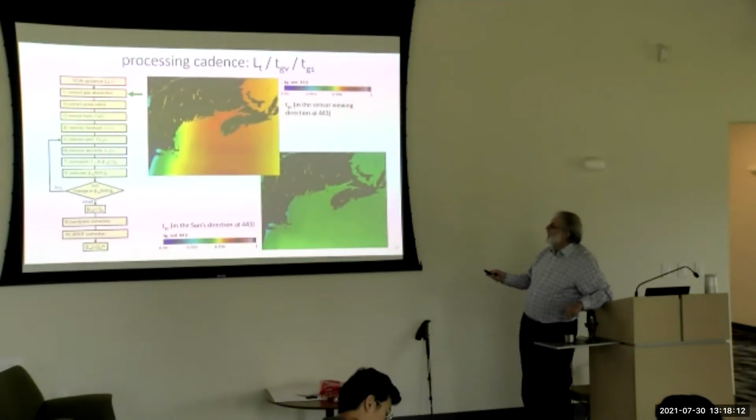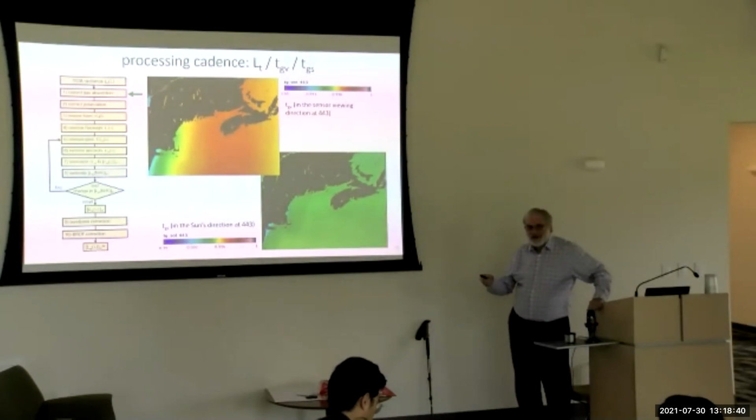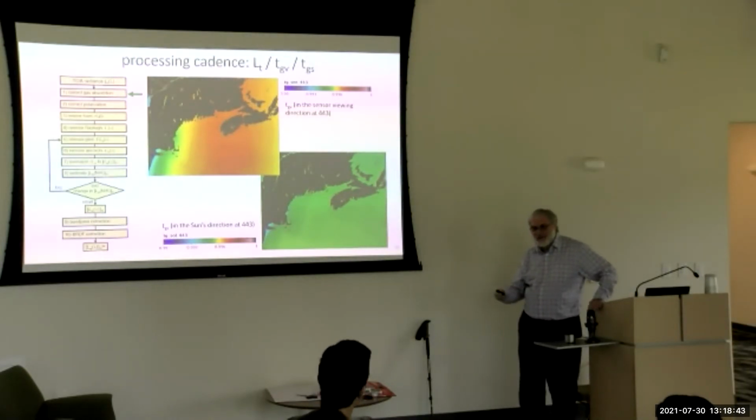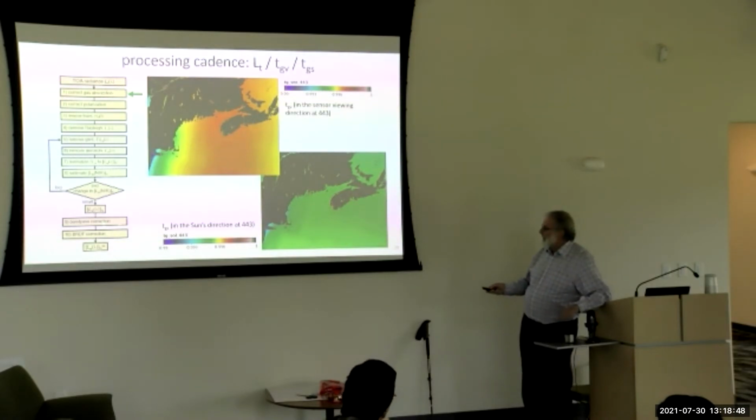And here's now this TG, that's the diffuse transmittance for gases in the sensor viewing direction at 443. You can see the numbers are like 0.99 up to 1. So the atmosphere is very transparent, but still here this kind of yucky brown color, that's a 0.996 transmittance, which sounds like almost 1, but still it becomes important if you're trying to get 0.5% accuracy on your atmospheric corrections. And here's the gaseous transmittance in the sun's direction.